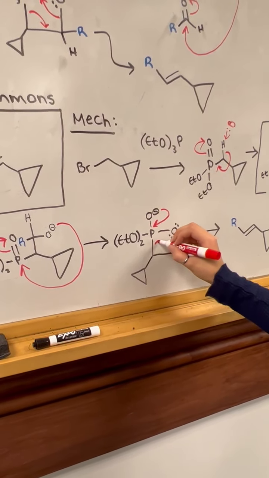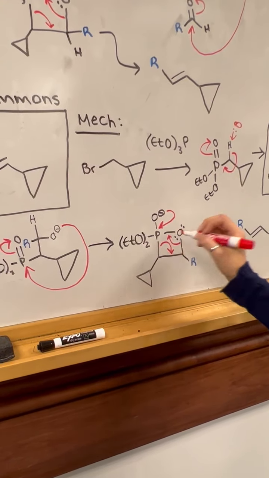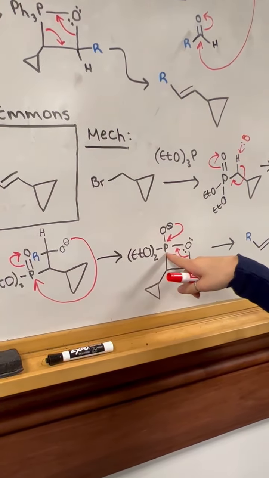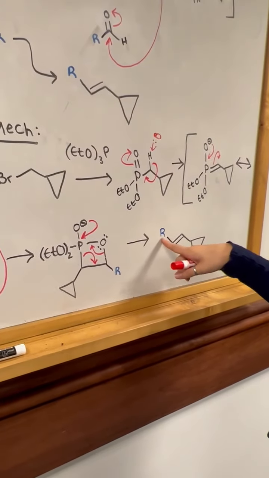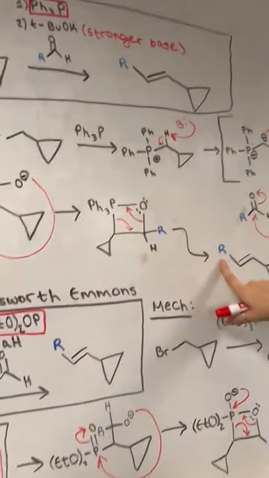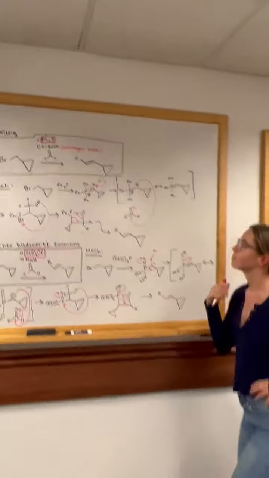Then we break this bond and form our alkene, and we get rid of that phosphine oxide to form our final alkene with our R group exactly as it was on the Wittig. And that's it.